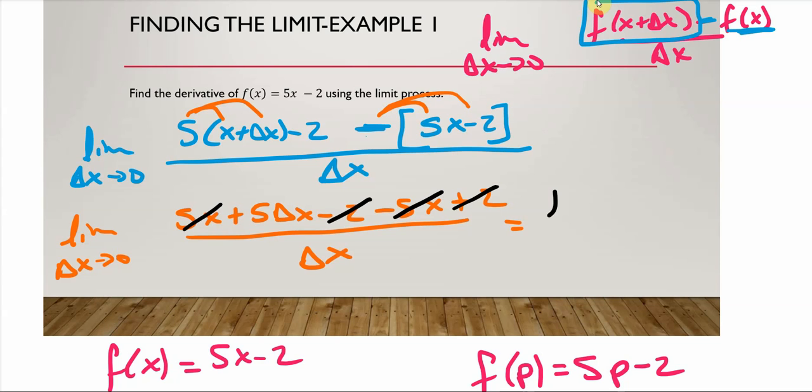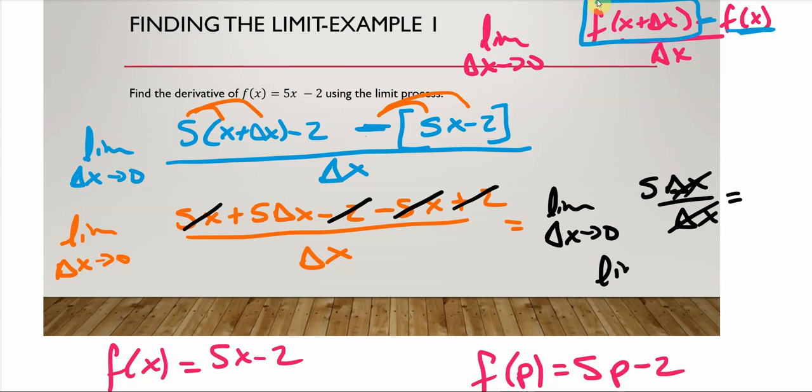And if I have the limit as delta x approaches 0 of 5 delta x over delta x, the delta x is canceled, and I'm left with the limit as delta x approaches 0 of 5. And that, the limit of a constant, is the constant. My answer is 5. And you say, okay, what does this mean? This means that my slope at any particular point is going to be 5. And guess what we have here? We have 5x minus 2.